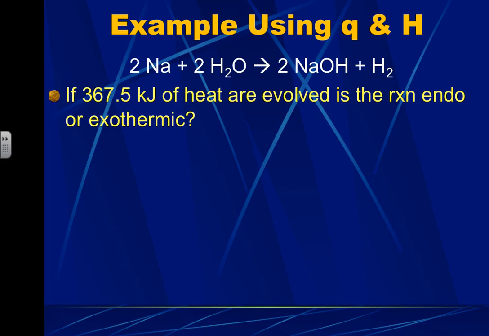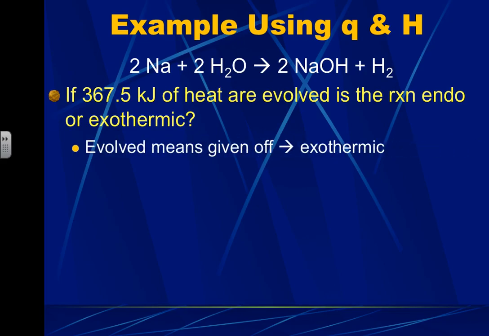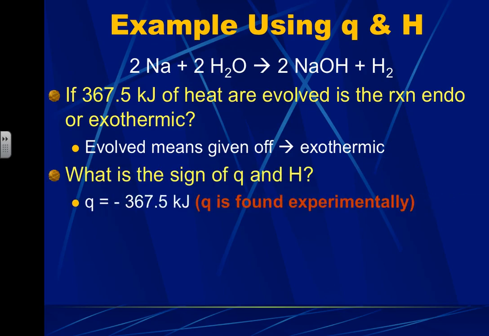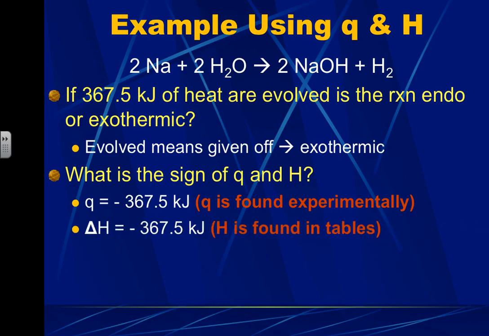Okay, so what's the key word we're looking for? Shout it out. What's the key word that tells us endo or exothermic? Hopefully you said it was the word evolved. Evolved means given off. Evolved means exothermic. So if it's exothermic, what's the sign? Is it positive or is it negative for Q and H? Hopefully you said negative. So Q would be negative 367.5 kilojoules. Again, it's found experimentally. Whereas your delta H would be negative 367.5 kilojoules.